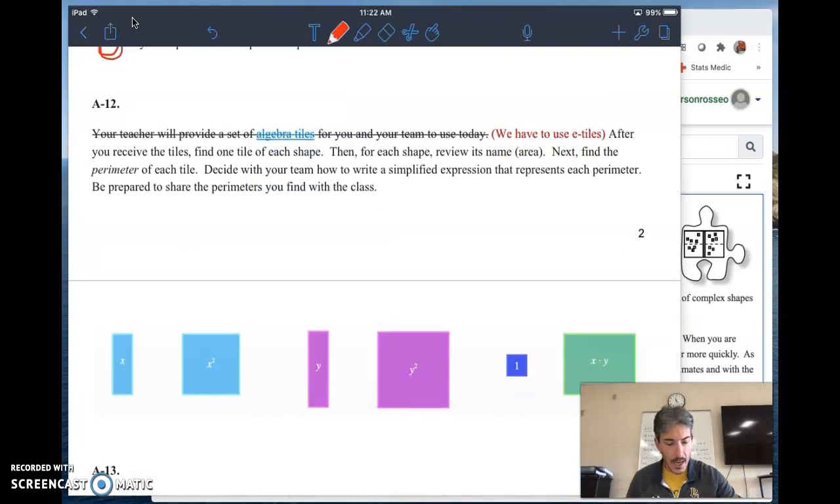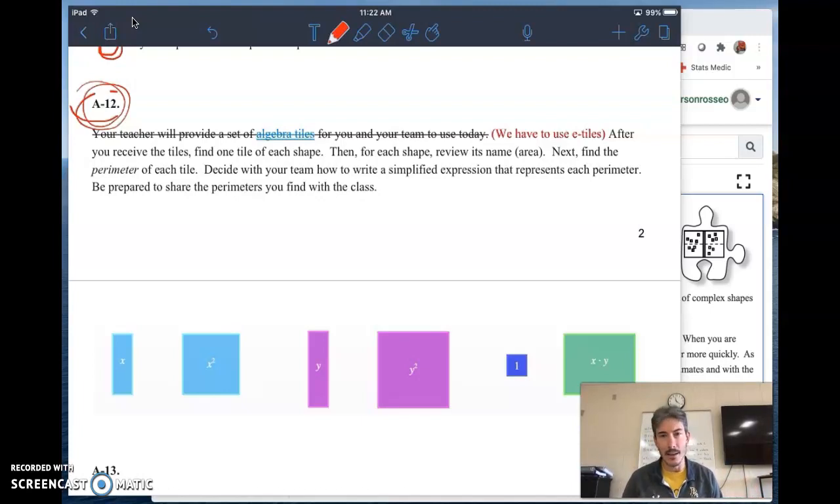Question A12. The A, of course, stands for appendix. The 12 means it's the 12th problem of the appendix. It is just going to be a continuation from what we did in the last section. The last section, remember, your review preview ended with number 11. This one, of course, starts with number 12.